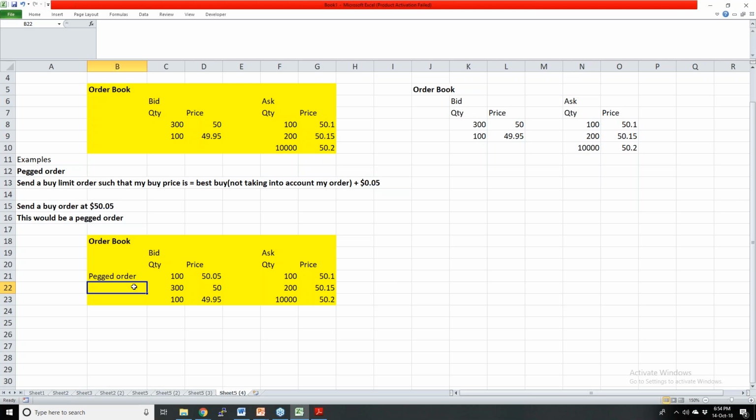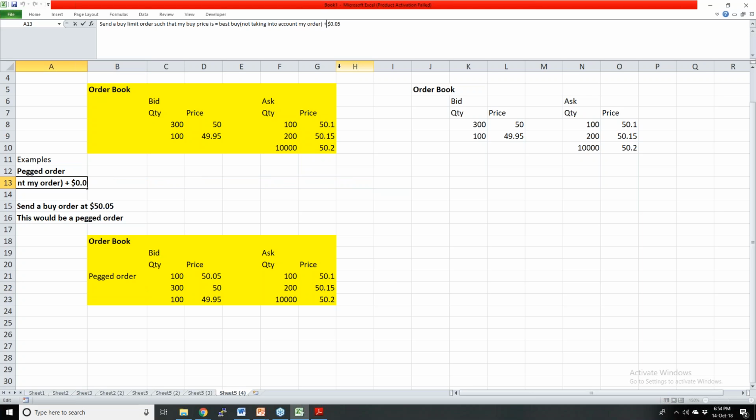I can do a minus also, minus 0.05. I can make it a function of the bid ask spread. You see what I'm saying? It's not always that the pegged order would be the best bid or the best ask. I can make it a function of the best bid, best ask, or that of the spread.